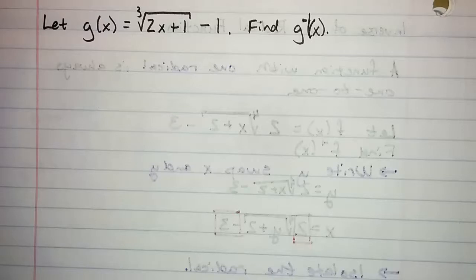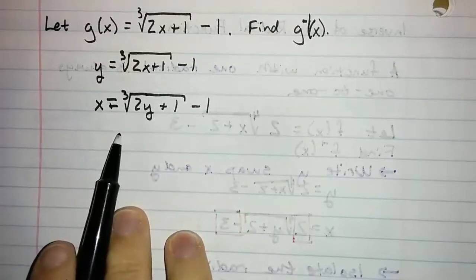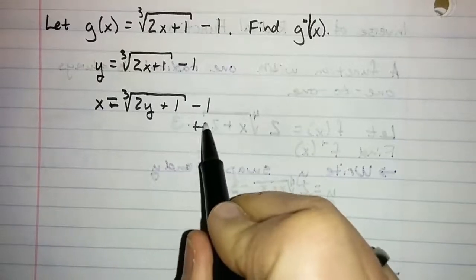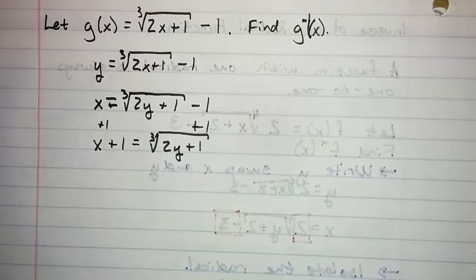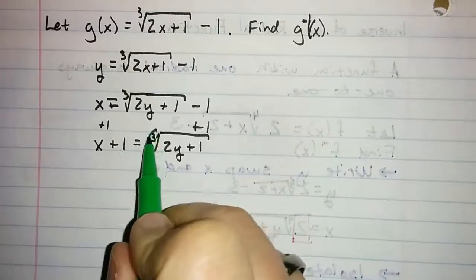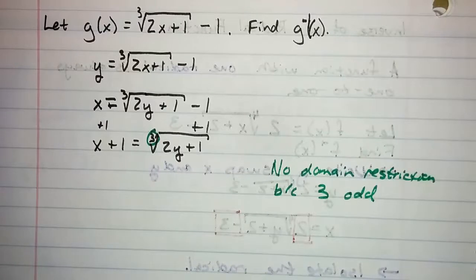Alright, so first I'm going to write y, and then swap x and y. Okay, and now I need to get the radical alone. All I need to do for that is to get rid of the 1, and I get x plus 1 is the cube root of 2y plus 1. Now this is the cube root. 3 is an odd number, so there's no domain restriction to worry about.